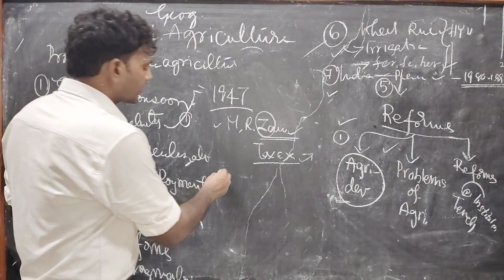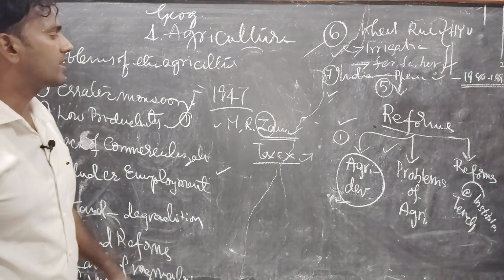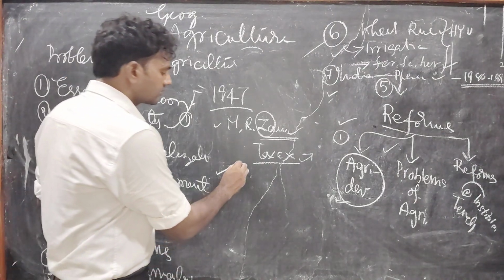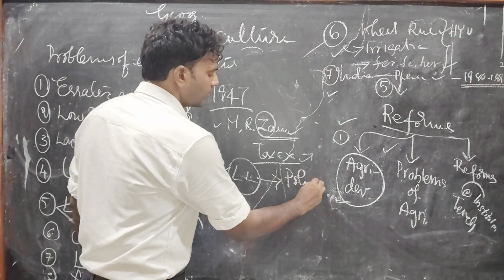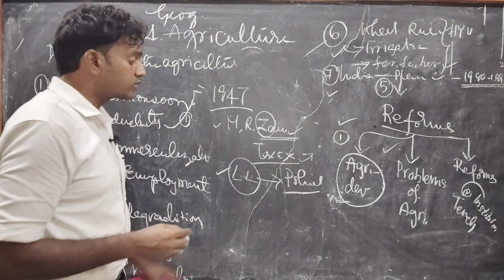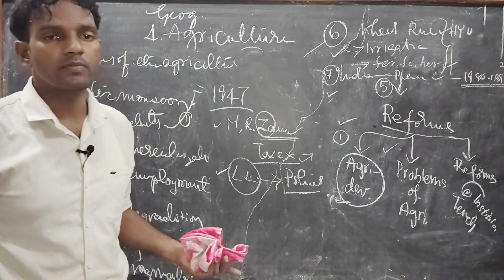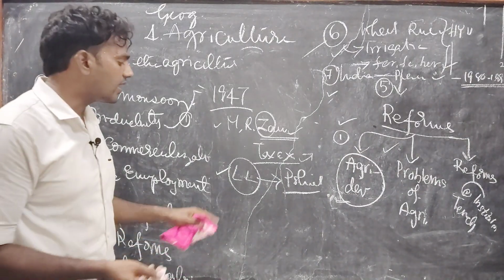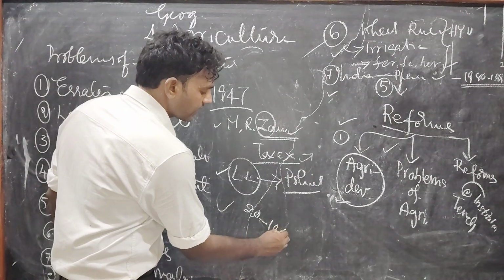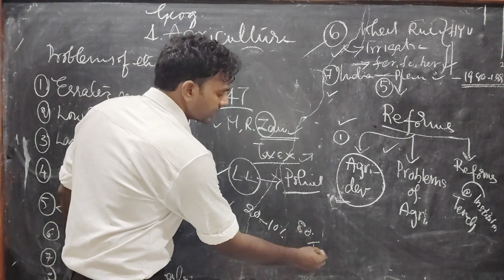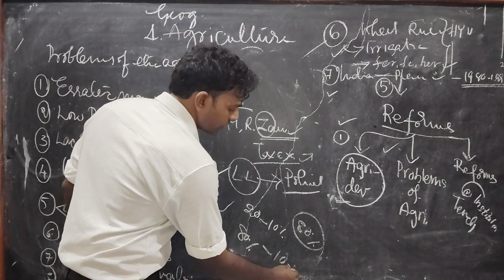So what happened? After getting independence also, we don't have any land reforms. Why? Because landlords are managing the politics and politicians. Also these landlords are becoming politicians. So they don't need to do land reforms. That is one of the major drawbacks. What do land reforms mean? Nearly 10 to 20% of people are having 80% of the lands in India. That is the problem. 80% of people are having only 10% to 20% of land.